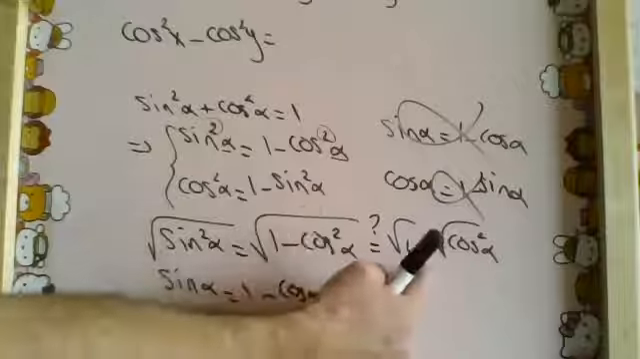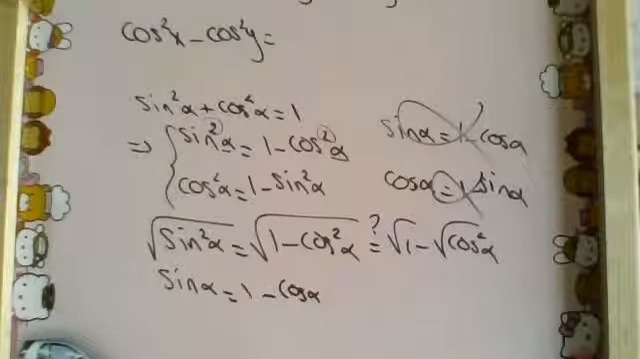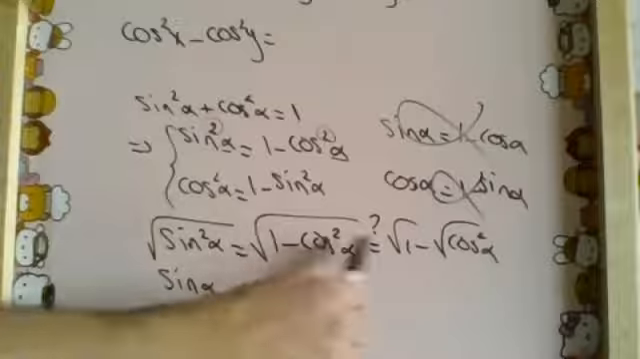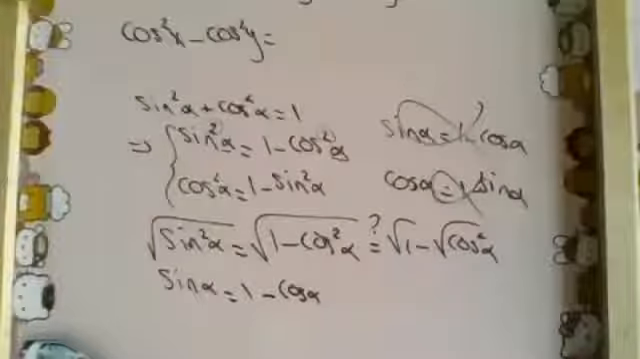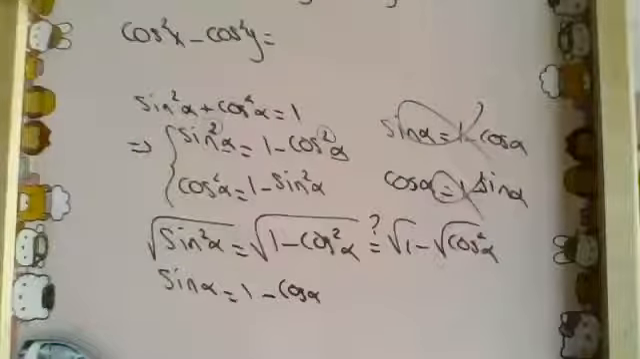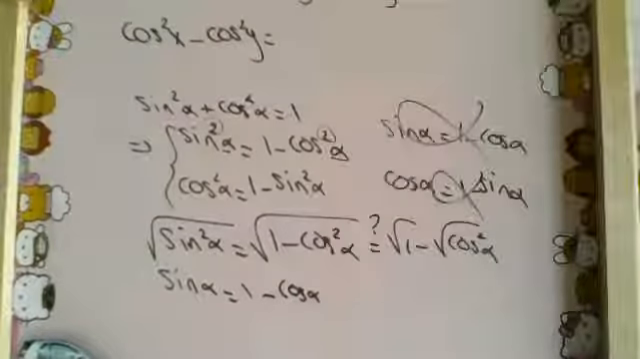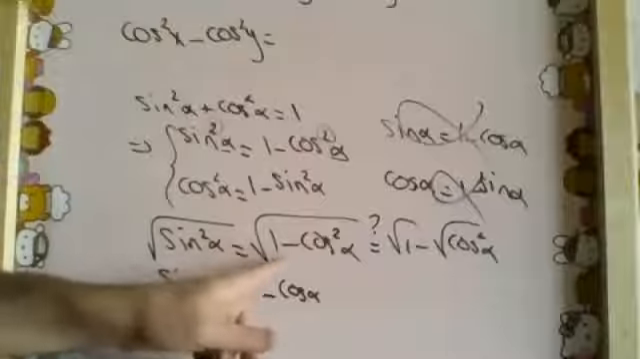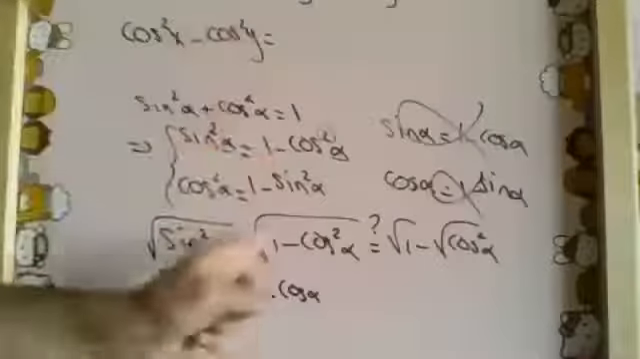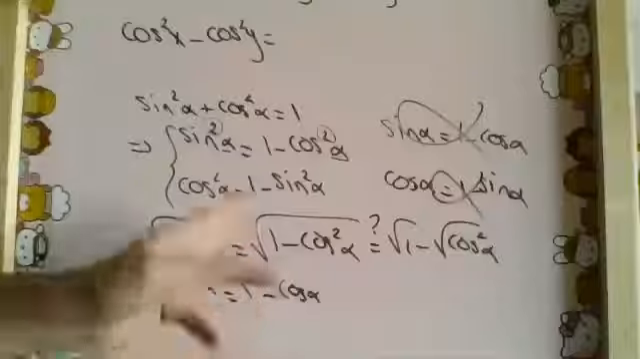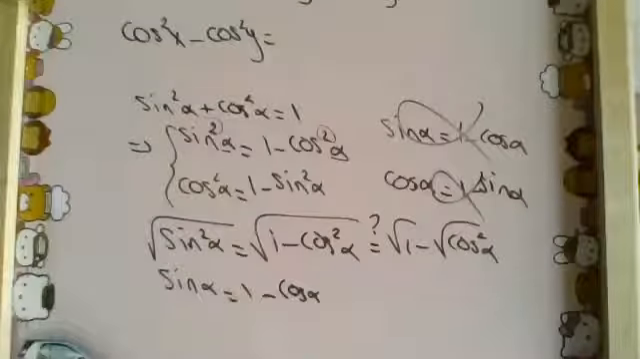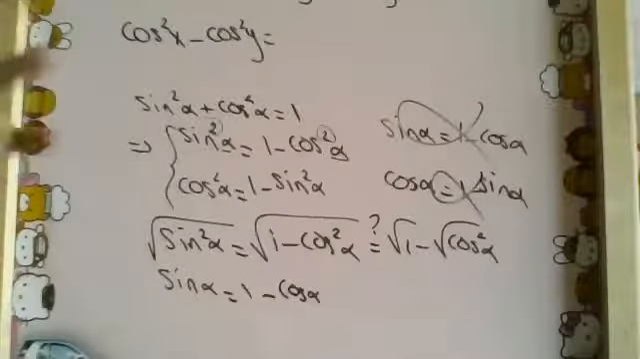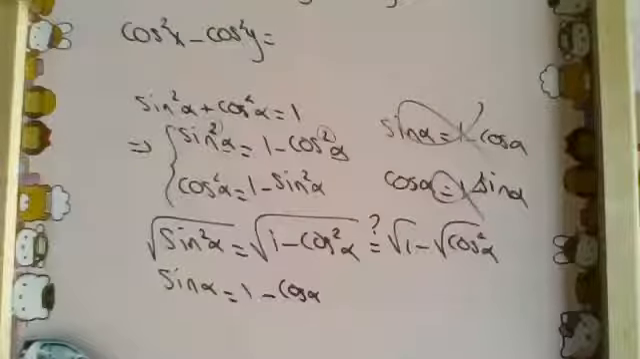You have 1 minus cosine squared alpha. I am talking about radical of 1 minus cosine squared alpha. Can't I write it as radical 1 minus radical cosine squared alpha, as if I'm distributing the radical on 1 and on cosine squared alpha? No, because it is only for times and divide, multiplication and division. Addition and subtraction, it doesn't work.